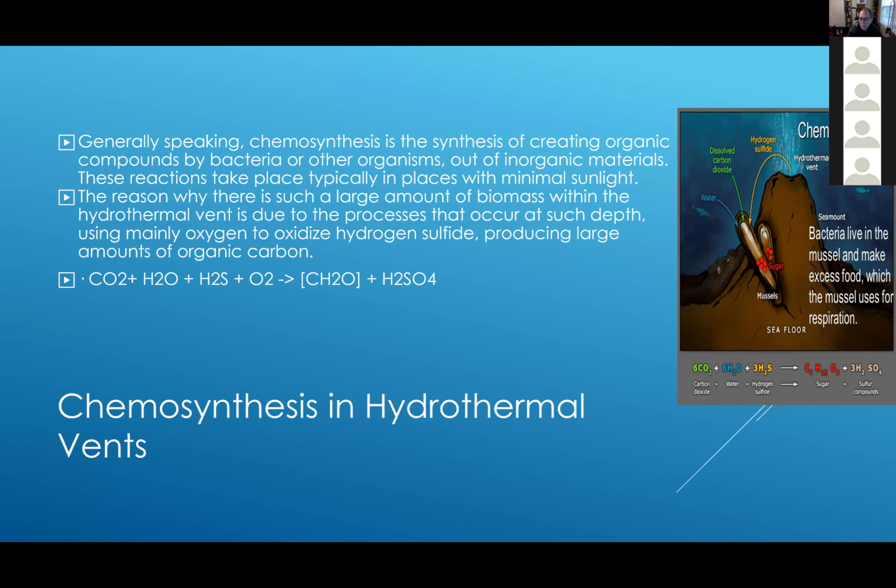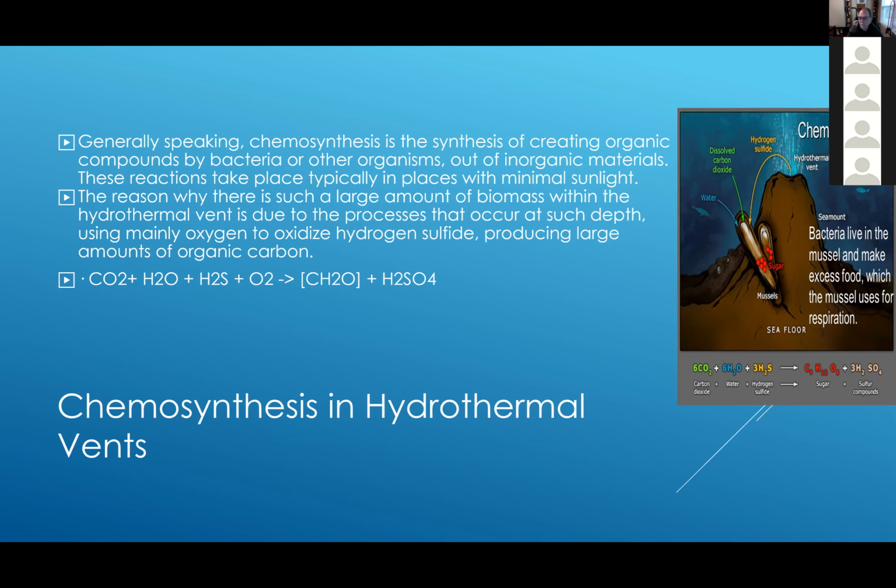materials. The reason why there's a large amount of biomass within the hydrothermal vent is due to the processes that occur at this depth, using mainly oxygen to oxidize hydrogen sulfide and producing large amounts of organic carbon. Anaerobic processes can also occur, but they don't nearly provide the same amount of energy input, meaning it cannot sustain a large portion of life down there.